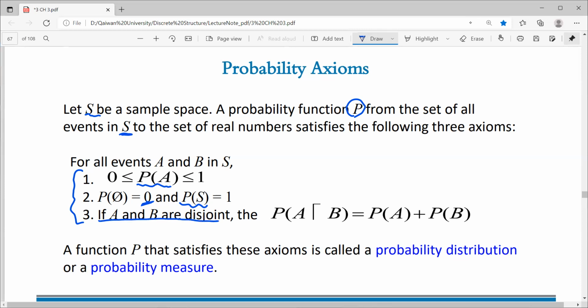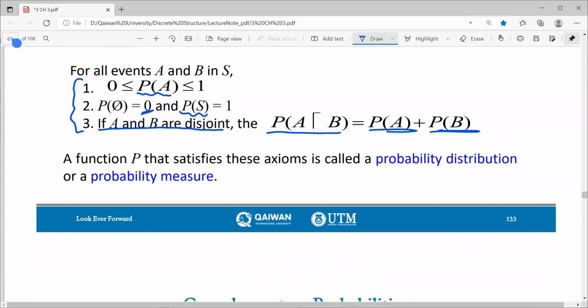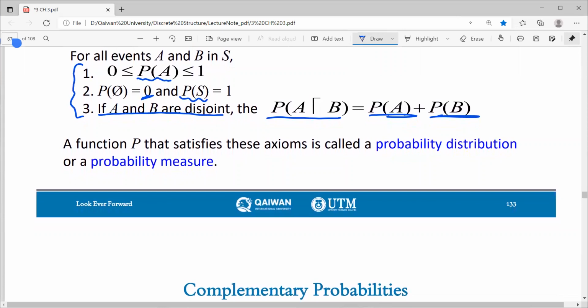We say if A and B are disjoint, then the probability of A or B equals the probability of A plus the probability of B. The probability of A or B means the probability of A plus the probability of B. So a function P that satisfies these above axioms is called a probability distribution or probability measure.